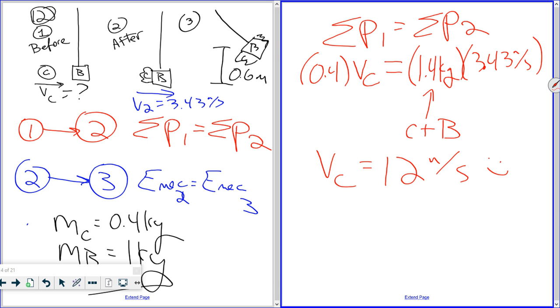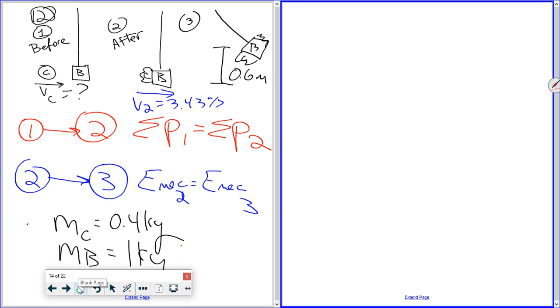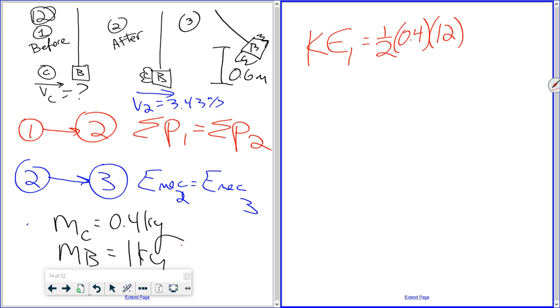how much kinetic energy was lost? Well, find the kinetic energy before the collision, find the kinetic energy after the collision, and find the difference. Good? Let's do it. Oh, I lost my thing. So, kinetic energy in drawing number 1. That's 1/2 times the mass of the block of clay. Oh, try again. 1/2 times the mass of the glob of clay times the velocity, which was 12. Don't forget to square it.